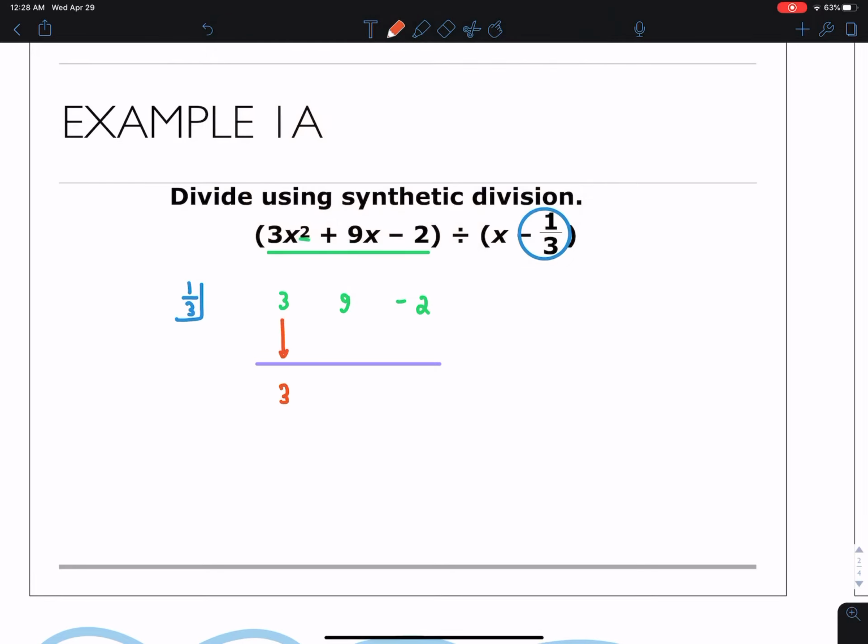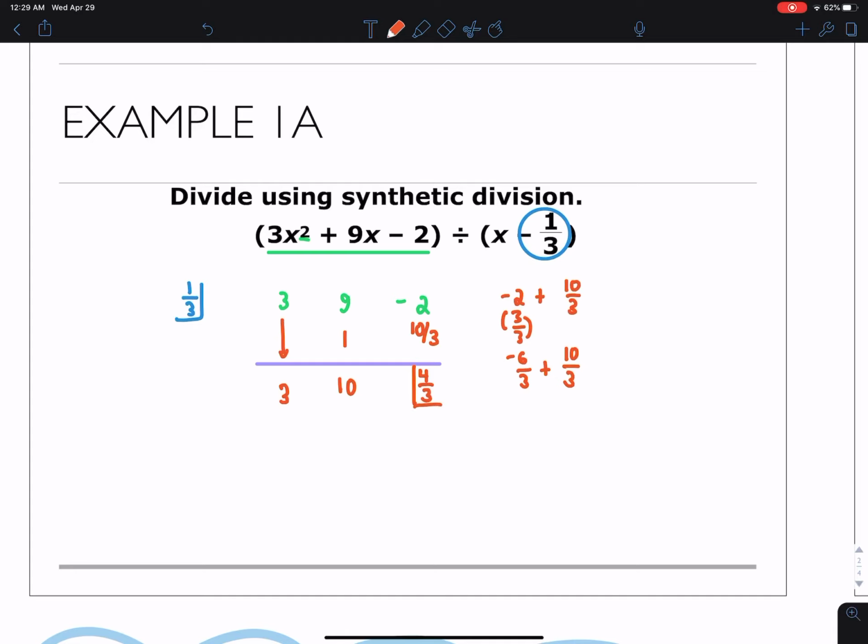which is a 3. And then 3 times 1/3 is just 1. And then 9 plus 1 is 10. And then 10 times 1/3 would be 10/3. And we're going to have to change -2 into a fraction in order to be able to add those together. So -2 plus 10/3. We need a common denominator of 3. So we'd have to multiply -2 by 3 over 3, which would give us -6/3. So then we can add our numerators and keep our denominator, and we get 4/3.